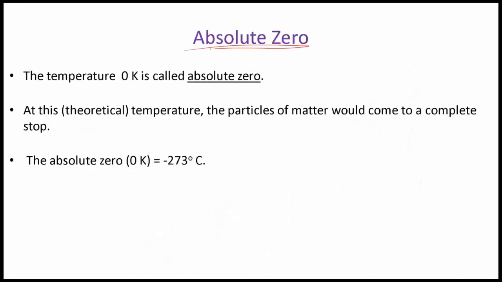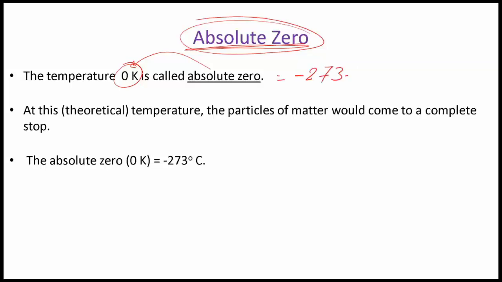Okay, so the 0 Kelvin here is what we call the absolute zero. If you extend all of these lines, they will meet at the absolute zero. What is the absolute zero? It's the 0 Kelvin temperature, which in Celsius equals what? Negative 273. It should be negative 273.15 Celsius. This is the exact number. At this theoretical temperature, what will happen? The particles of matter would come to a complete stop. They will not move anymore.